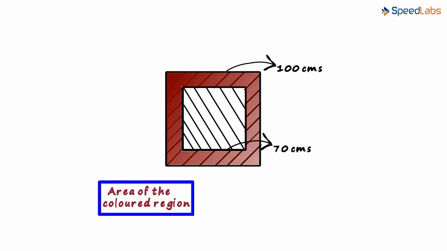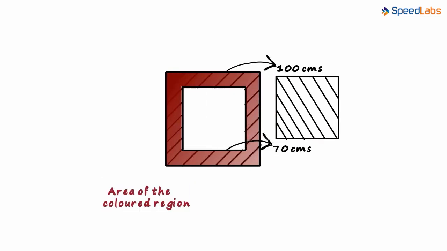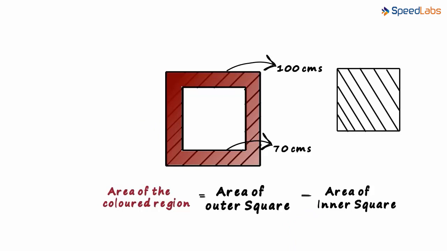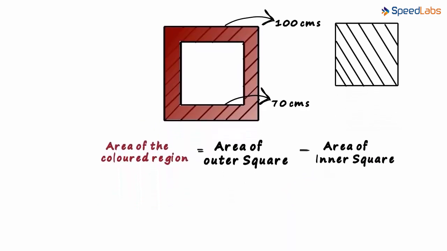How do we find this out? Yes, we just have to remove the area of the inner square from the outer square. What's left is the colored region. So the area equals area of outer square minus the area of the inner square. Area of a square is side squared.